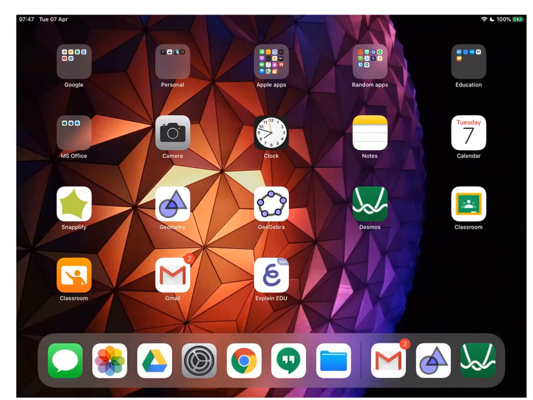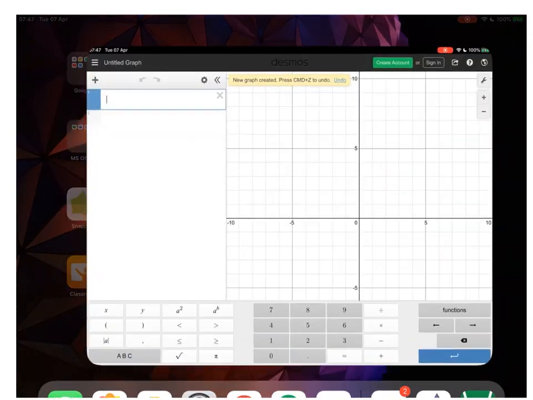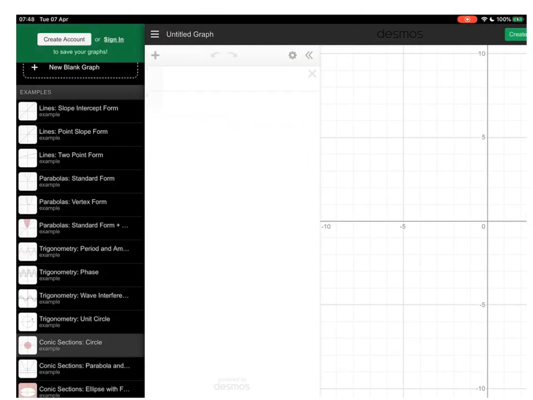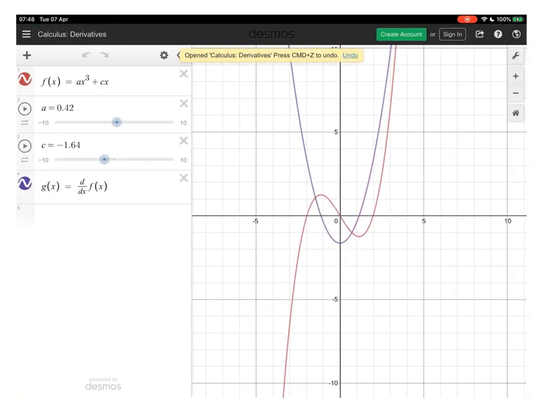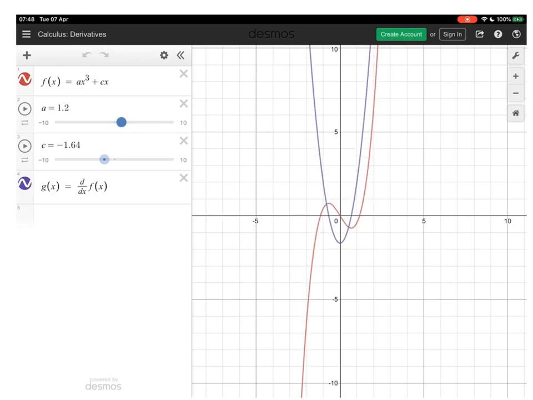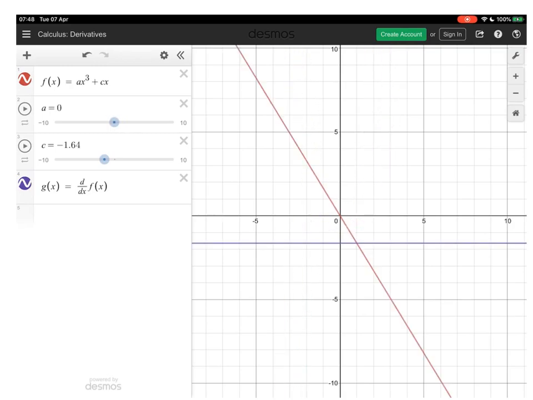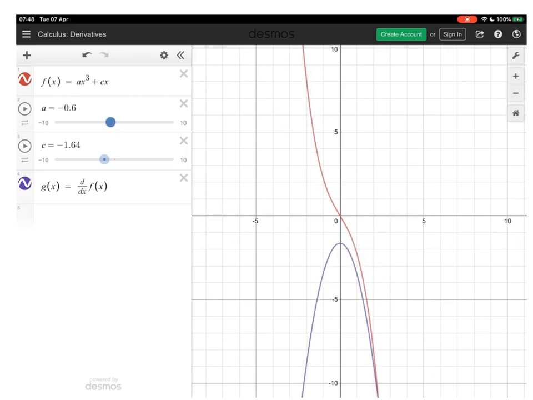If you'd like to explore this further, I suggest you use the program Desmos. Desmos is a free application that allows you to explore many different graphs. So if I open Desmos, you'll see on the left I can choose different options, and the option I'm going to choose is calculus derivatives. Now by changing the values in my cubic graph, I can see how my derivative will change. The cubic graph is the red graph, and the purple graph is the derivative.